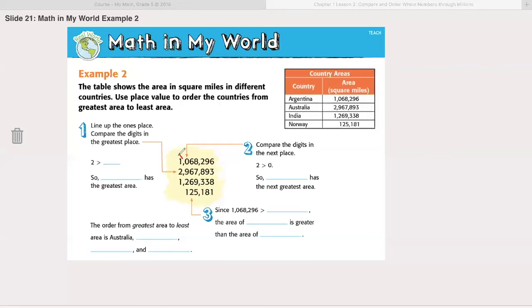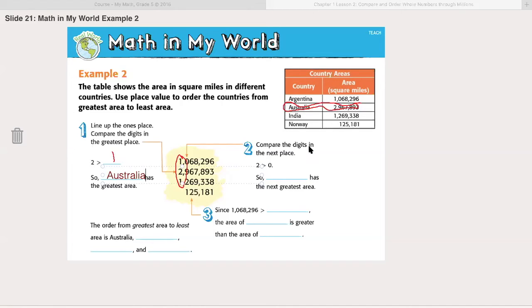Once we do that, we can compare these numbers and see in the greatest place value, is there a difference? In this case, yes, there is. 2 is greater than 1. Both of these have 1 million. This has 2 million. 2 million is clearly more. So if we look at the country represented by something over 2 million in square miles, we see that it is Australia that has that many square miles. So Australia has the greatest area.